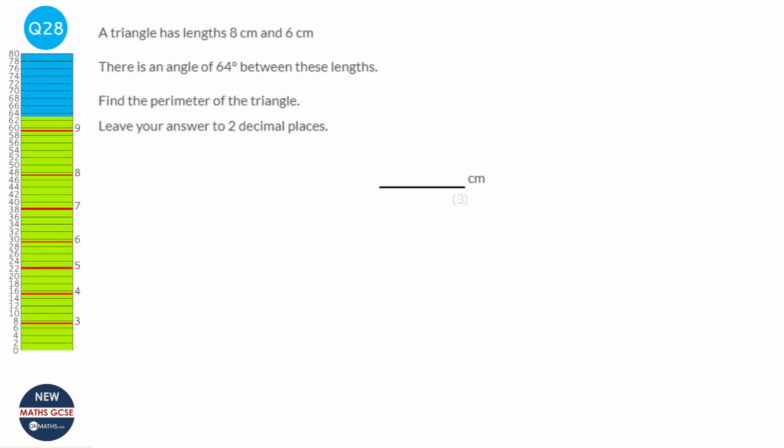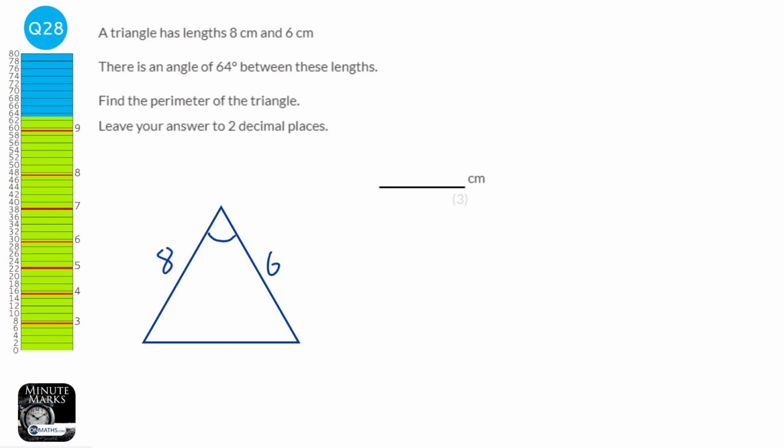Okay, so first thing I'm going to do is just a quick sketch of this diagram. And so we're told the lengths are 8 and 6, and the angle between the lengths is 64 degrees. And we've kind of got a missing length down here, which we need to find. So we need to find that one. Okay, so let's label them.